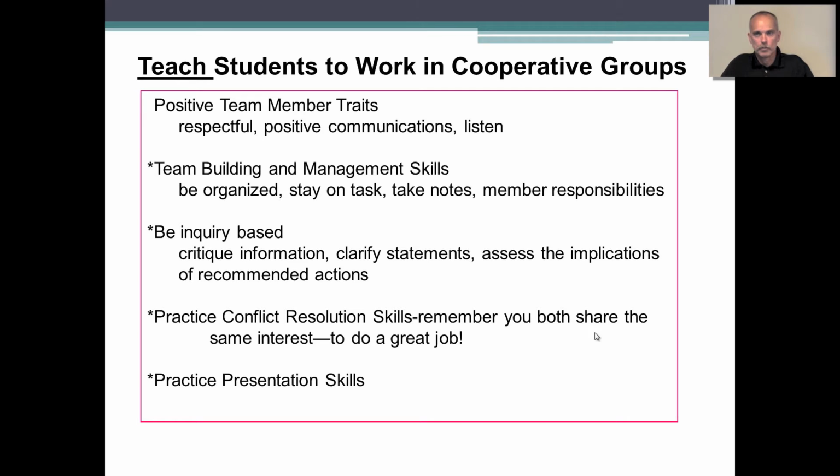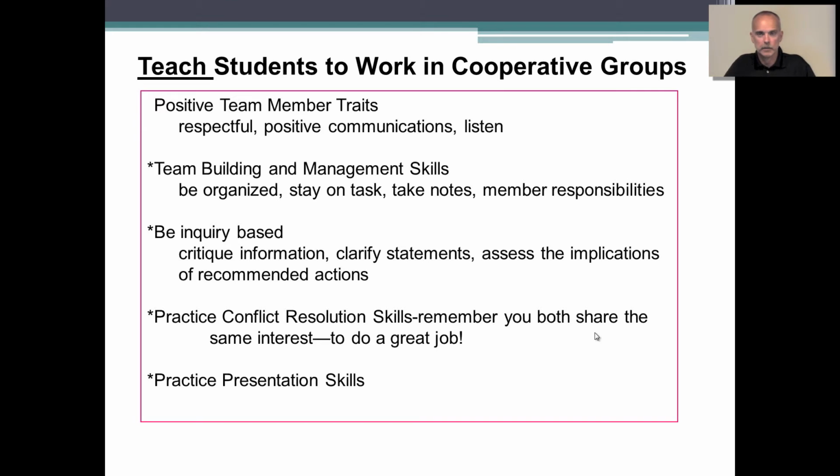If people are in a group of 3 to 5 people, there's a lot of skills, a lot of experiences that are in the groups. Sitting and listening oftentimes is a good way to learn from your partners. Second of all is team building and management skills. Showing students some examples of how to stay organized.